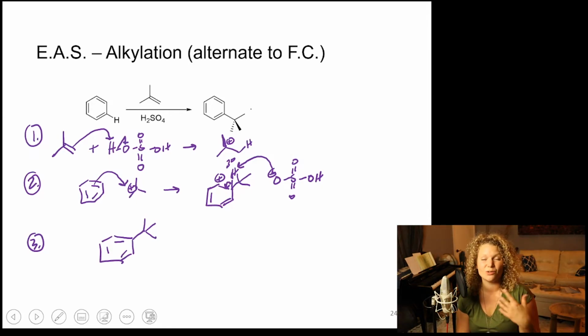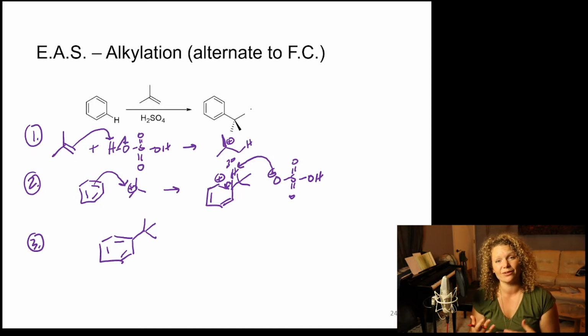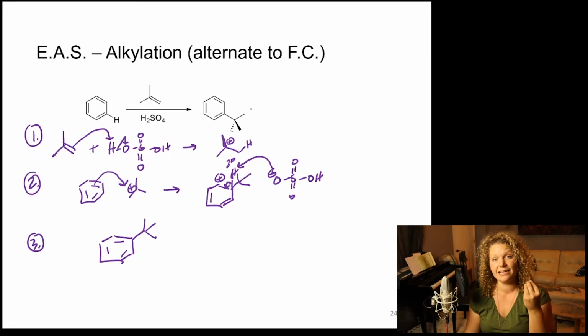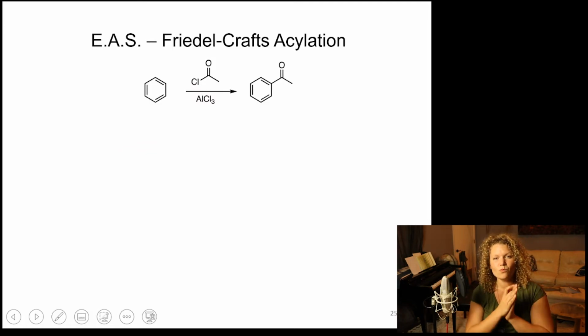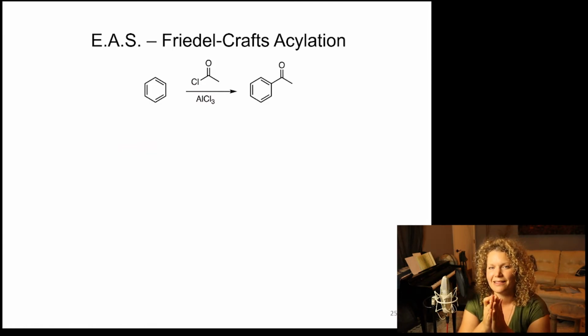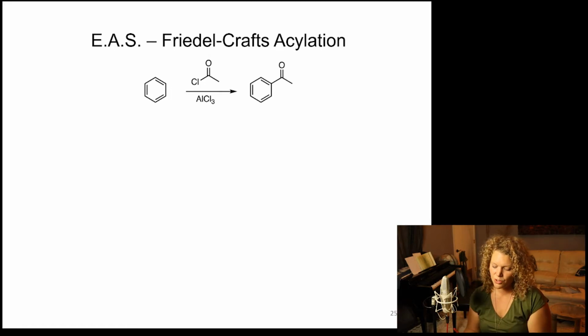Again, this is an alternative to Friedel-Crafts alkylation, where instead of using an alkyl halide, we're going to be using an alkene. Essentially anything that we can use that would make that carbocation in situ could react in a Friedel-Crafts type mechanism. Now, one way to get around the limitations of the Friedel-Crafts alkylation, where we have overalkylations and these rearrangements, is to use what we call Friedel-Crafts acylation.